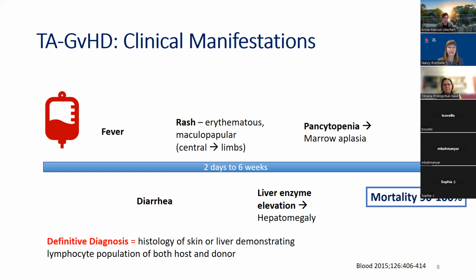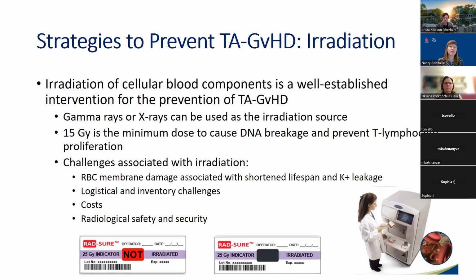The way to make a definitive diagnosis is by having a histology of either the skin or the liver demonstrating a lymphocyte population of both host and donor. If you don't have the histology, then according to the CDC, this will be classified as a probable TA-GvHD. So how do we prevent this adverse reaction?